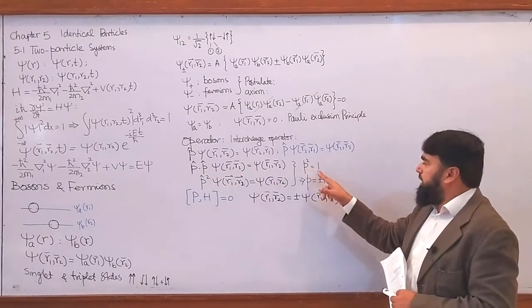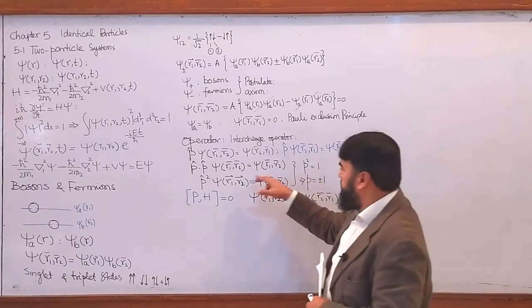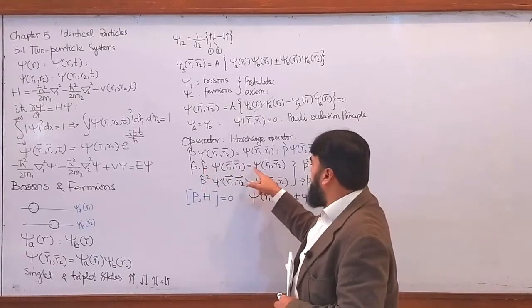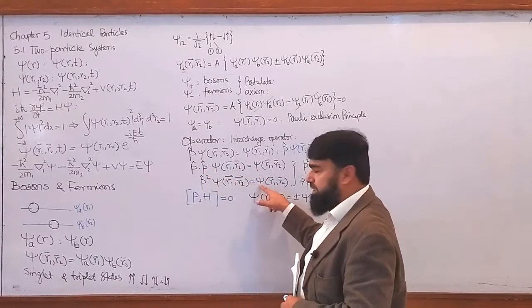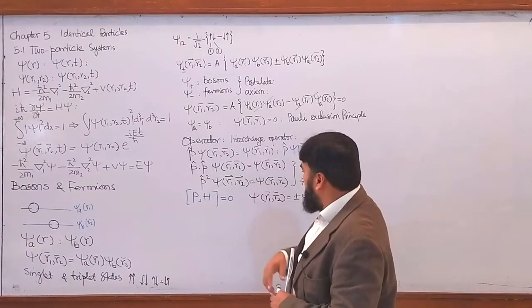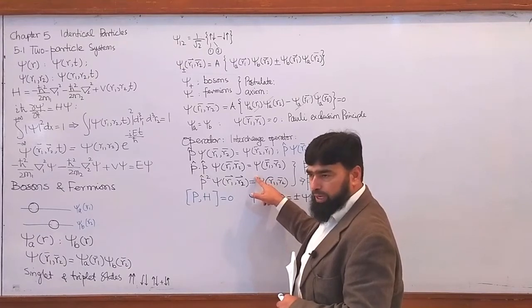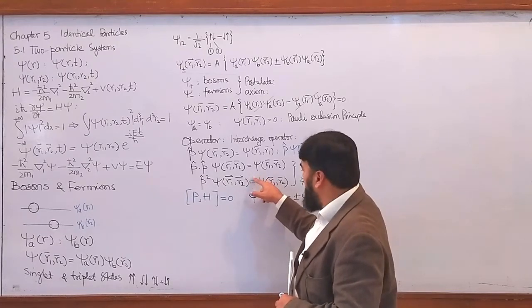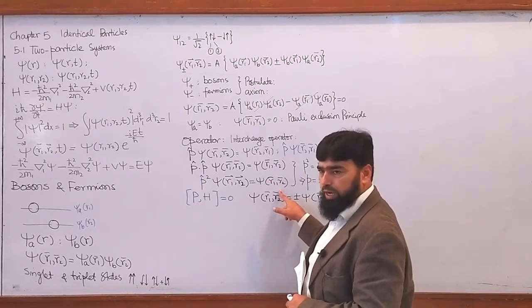So P square, the eigenvalue of this operator is 1 actually. You see, P square is equal to the same wave function. P square, the same wave function. It means it is like 1 here. When P square operates, it gives you the eigenvalue 1 in the state. Clear? You know this fact.